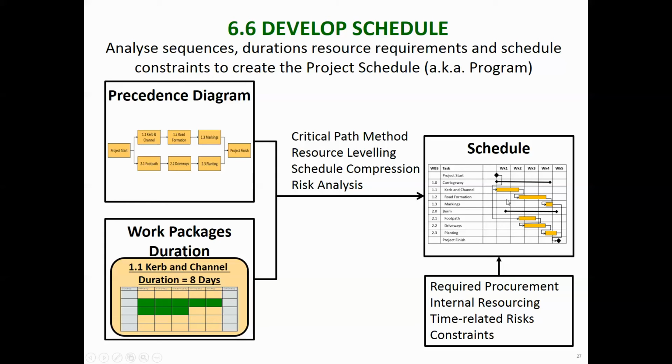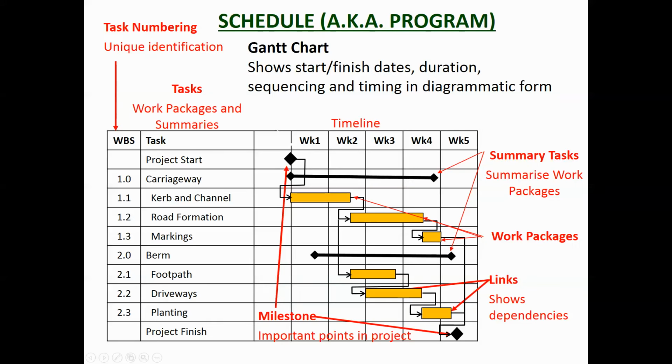In addition to that, other things that affect the schedule are the required procurement, things that you need to buy from external suppliers, internal resourcing, time-related risks, constraints. So you need to consider all of those as well, and other work such as erosion and sediment control, communications, actually implementing the procurement, all those sort of things. So those all need to be considered when you're putting the schedule together.